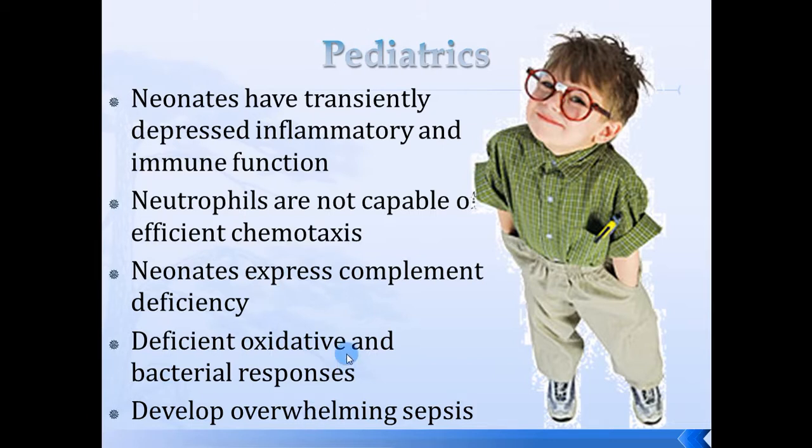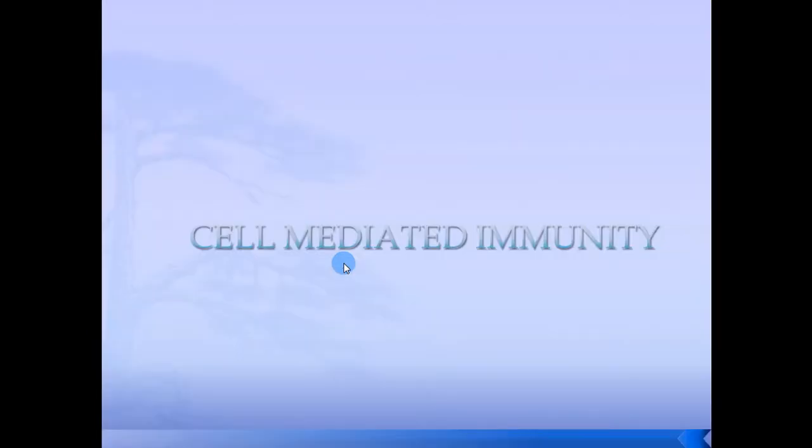Newborns have less complement. That complement cascade's not working yet. So look at all these systems that are shutting down. They're not working appropriately. They can't make reactive oxygen species, so they don't make those free radicals to attack bacteria. And then, as a result, they have a tendency to get overwhelming sepsis. Because when a bacteria gets in, they have very few defenses to actually kill it. So if that bacteria is allowed to replicate, then it can cause big problems for that little kid.